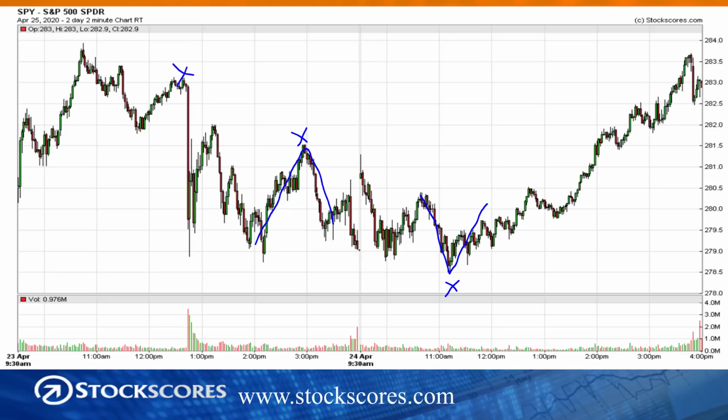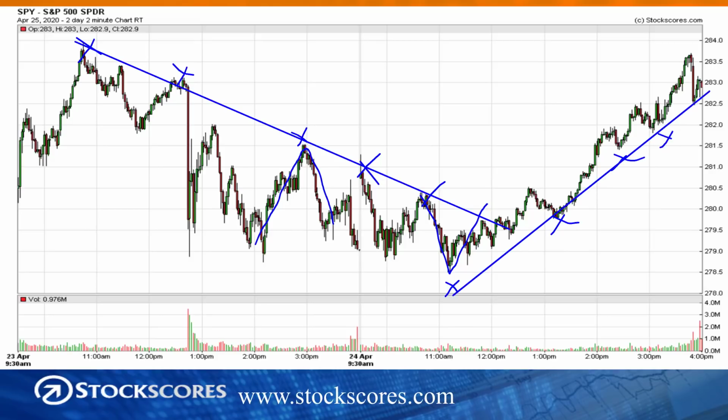We can define all of the inflection points on this chart, and then we can draw a line across them to define a trend line. So there you have a downward trend line, and here you have an upward trend line. Pretty simple so far. What we look for are breaks of trend from either falling tops or rising bottoms.